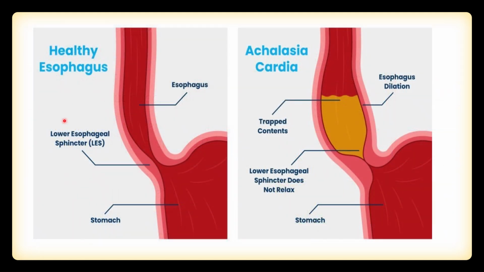This is a picture to compare the healthy esophagus and achalasia cardia. In the healthy esophagus, the LES is normal. Whenever a food bolus comes due to peristalsis, it will easily enter the stomach because of the relaxation of the LES. But in achalasia cardia, because of the high resting tone of the LES, the lower esophageal sphincter does not relax, which will lead to accumulation of food in the lower end of the esophagus, and gradually the lower end of the esophagus will dilate, and this will lead to further complications of achalasia cardia.